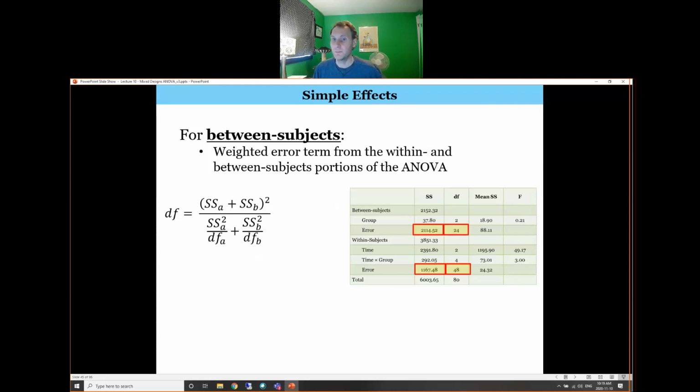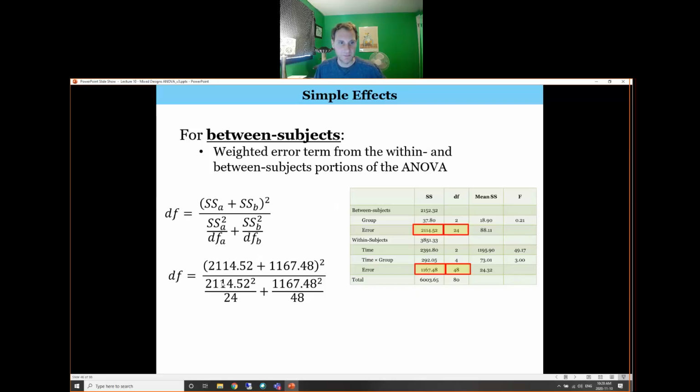Likewise, for the degrees of freedom, we have to take this equation, and basically the sums of squares for the two parts of the model, which is A and B. And the A and B is just so you can keep them straight. So whichever is the within and whichever is the between, now in the denominator, you have to keep them together because you're dividing them. So in this case, my sums of square between is 2,114.52 and within is 1,167.48. So that's in my numerator, square the whole thing.